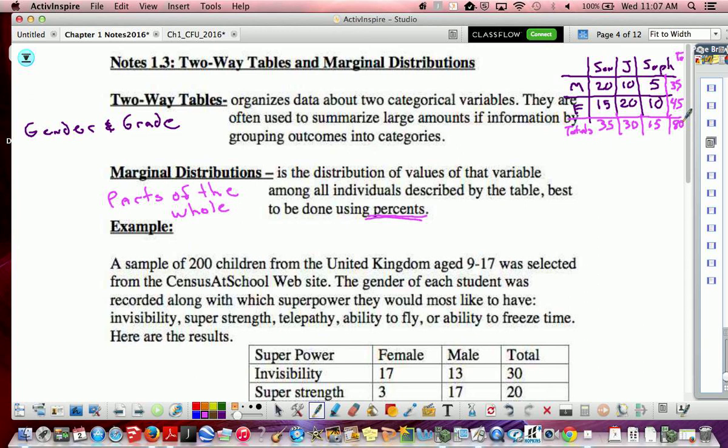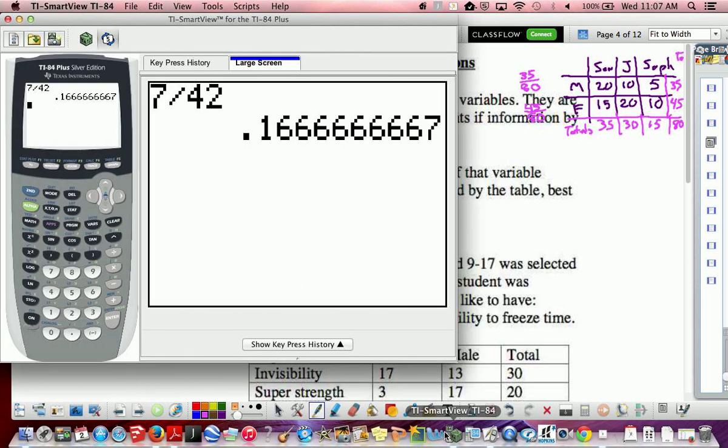When I'm doing marginal distributions, I could do it one of two ways, and it always depends on the problem. So I can start to take a look at percentage that are male or percentage that are female, percentage that are seniors, juniors, or sophomores. So it's comparing parts of the whole. Meaning if I wanted to do just males and females, I'd go 35 divided by 80 versus 45 divided by 80. So if I pull up my calculator real quick, I just need to do one of them.